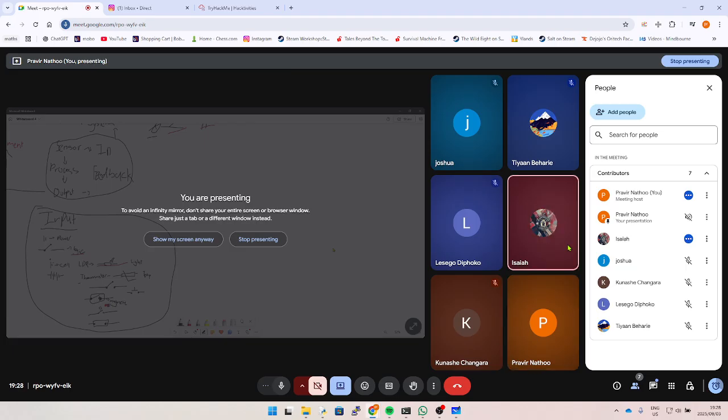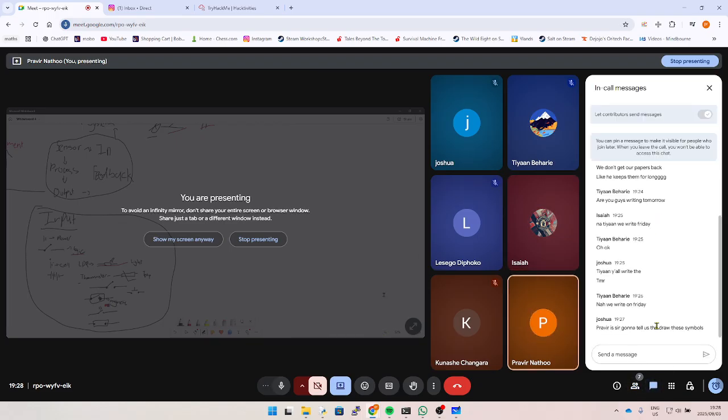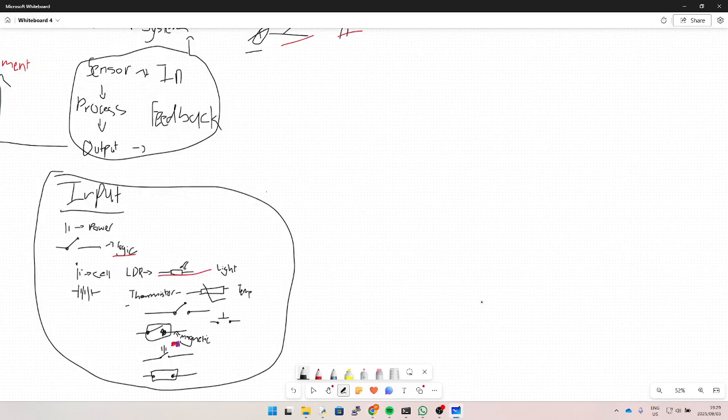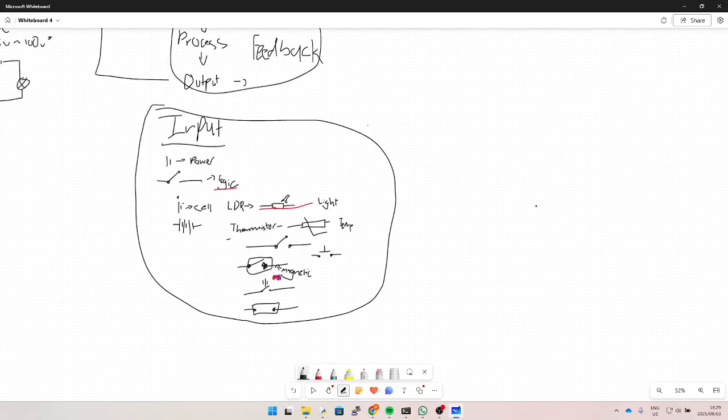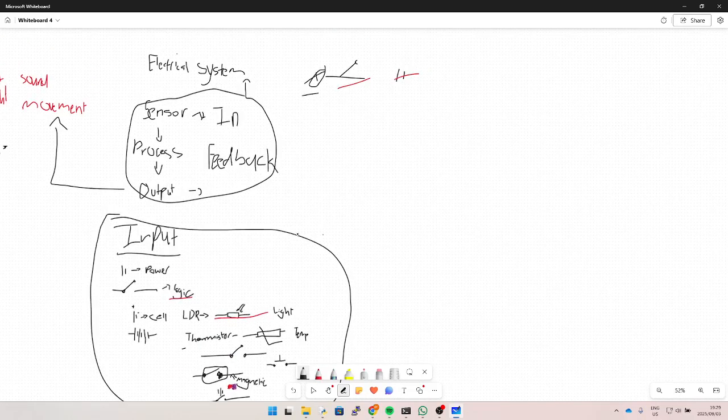Josh has a question. Is sir going to tell us to throw out the symbols? I would not know. I don't know. He just said this whole pack, that's all he said to us. But it's easy to remember. It's not that bad. It's not that many symbols.